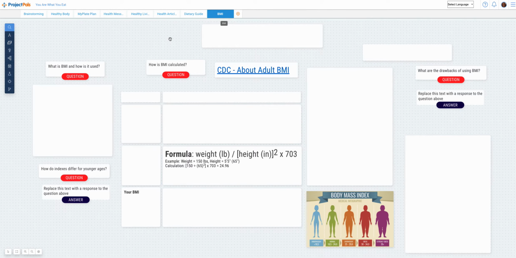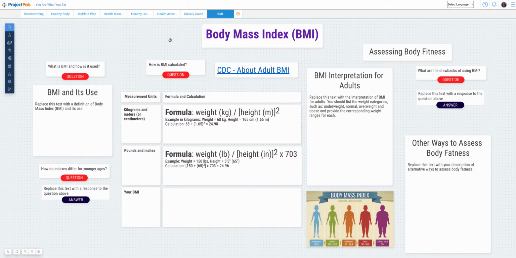In the BMI tab, you are going to calculate your body mass index. You should research what BMI is and how it is used. Look at the formulas for calculating BMI and calculate your own next to the Your BMI text box.